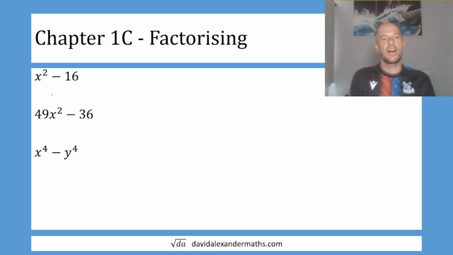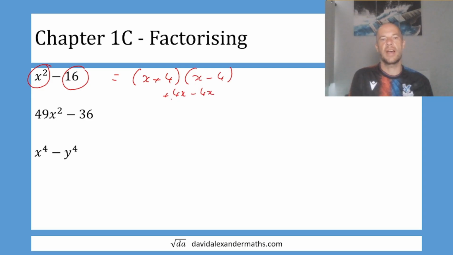Okay, so here we are factorising x squared minus 16. Now this is called the difference of two squares. X squared is obviously a square and 16 is a square number, and there's a minus sign in between. So we need to remember that this will factorise to x plus 4, square root of 16, x minus 4. If we expand the brackets, on the inside we get plus 4x, and on the outside we get minus 4x, which means 0x, and you can see we've got 0 x's there.